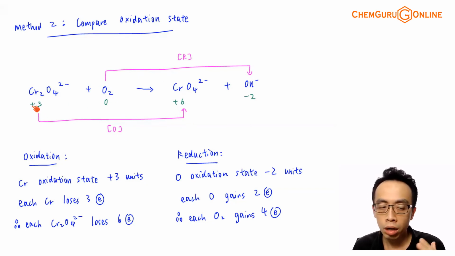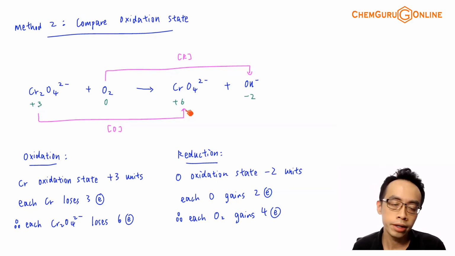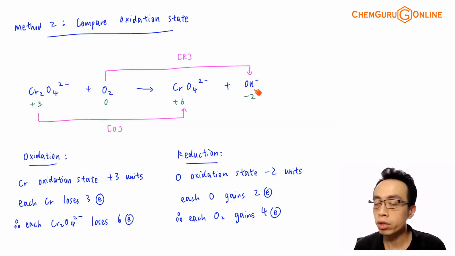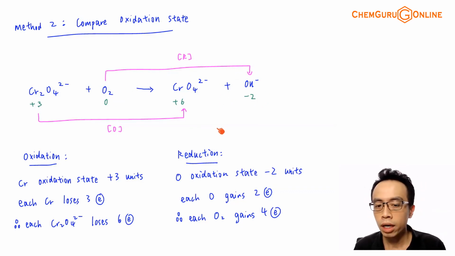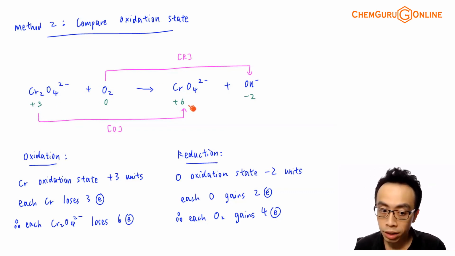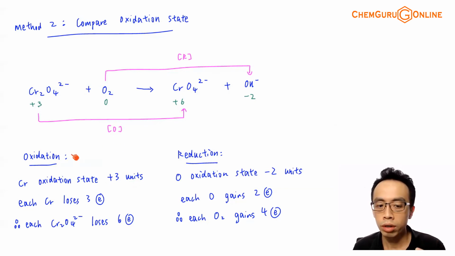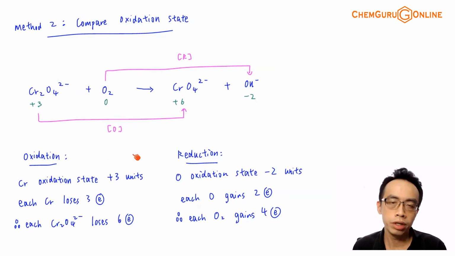The oxidation state for chromium increased from +3 to +6. And we also understand that O2 will be reduced to OH-. There's a decrease in oxidation state for oxygen from 0 to -2. Now, if I consider the oxidation and focus on the change in oxidation state, there's an increase for chromium from +3 to +6. So the chromium oxidation state increased by 3 units. Each chromium loses 3 electrons for the oxidation state to increase by 3 units.